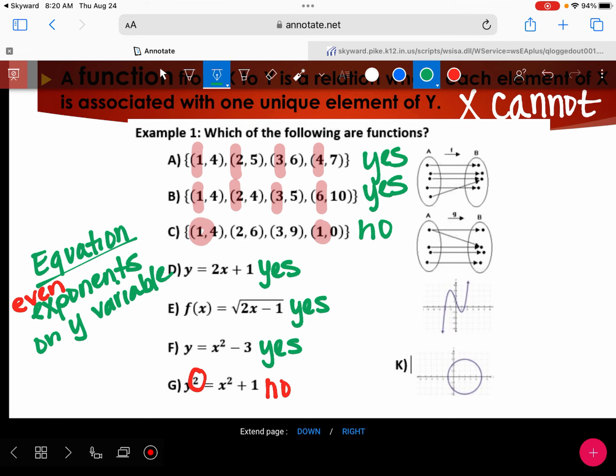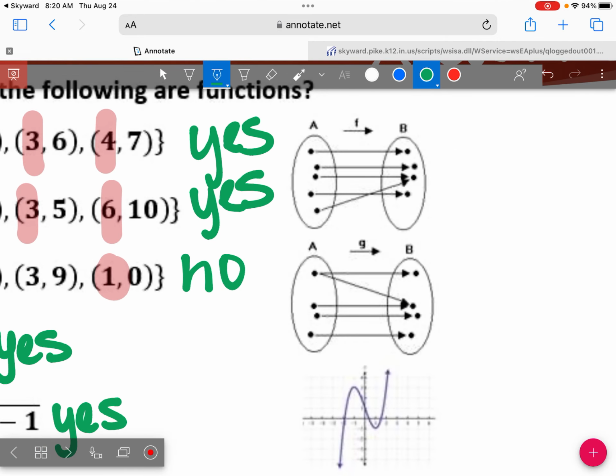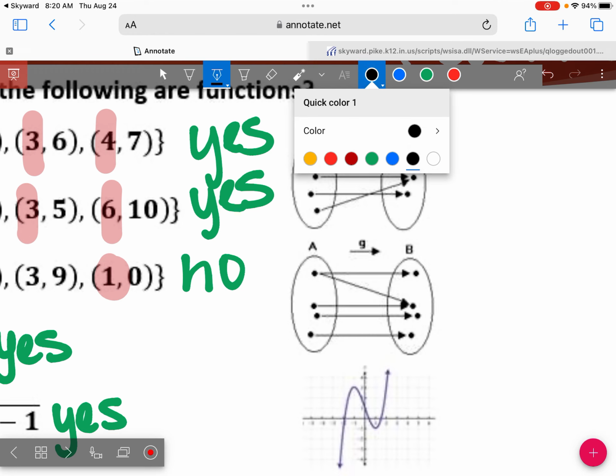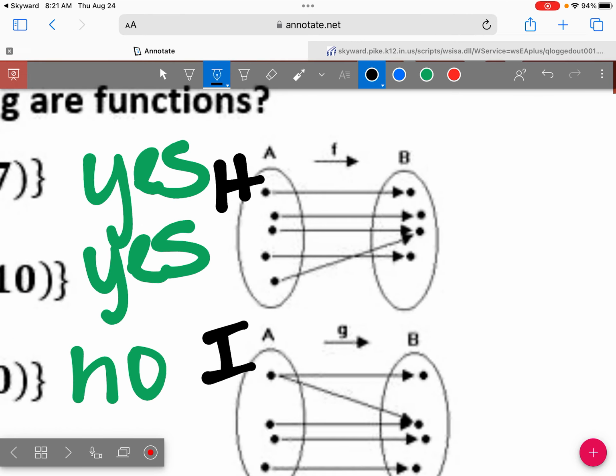All right, so now let's look at these over here. H, I, J, and K. So H and I are what we call maps, relationship maps. So the first oval is X. The second oval is Y. And it's telling you how the relationship is formed.